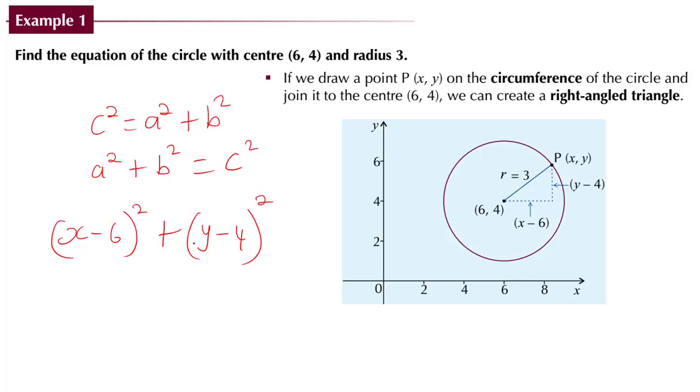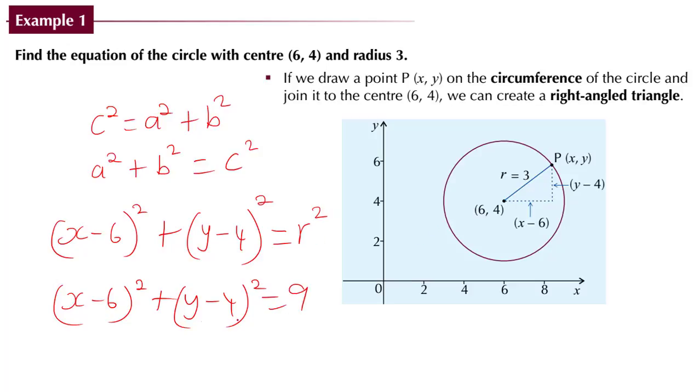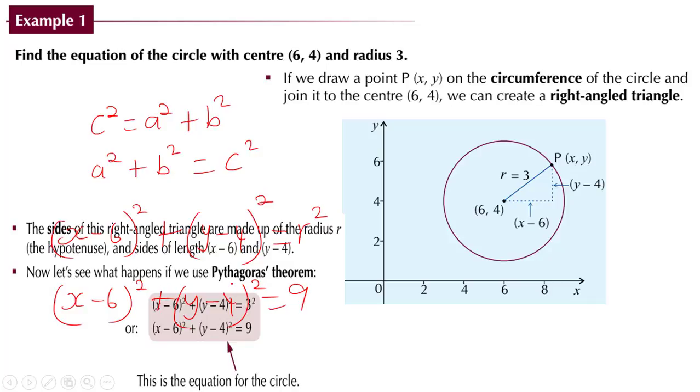Okay, so that's a squared plus b squared equals c squared. But our c is not c, it is r. So that's going to be r squared. So you've got (x - 6) squared plus (y - 4) squared equals r squared. R is 3, so you sub that one in. Now 3 squared is basically 9. So this is the equation of this circle. The equation of a circle with center 6, 4 and a radius of 3 is given by this one here. Okay. So that's what we have down here.